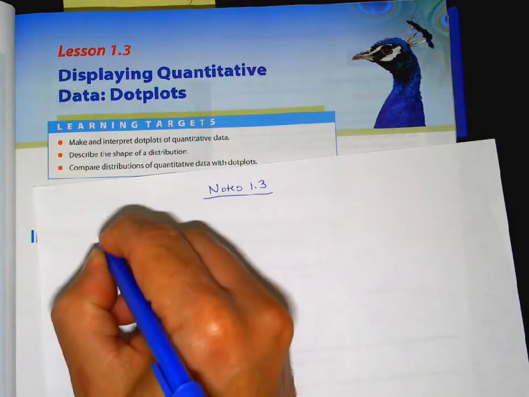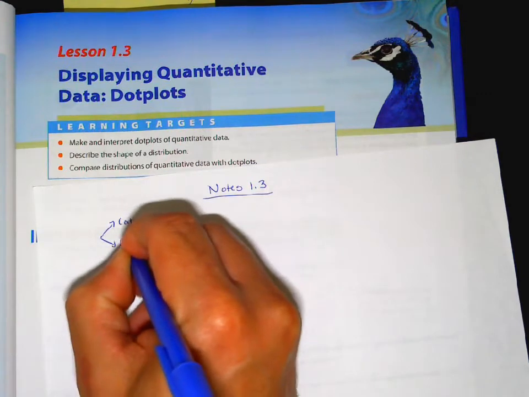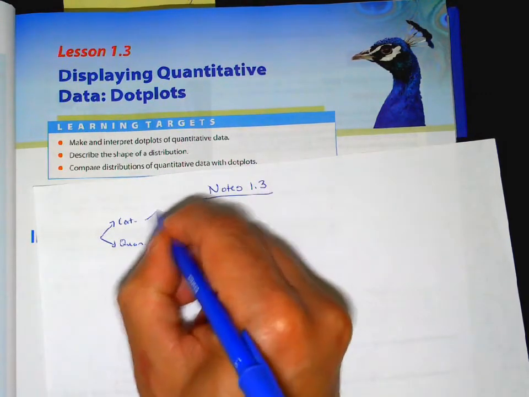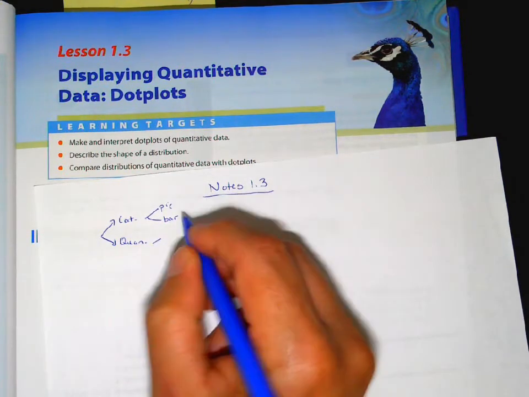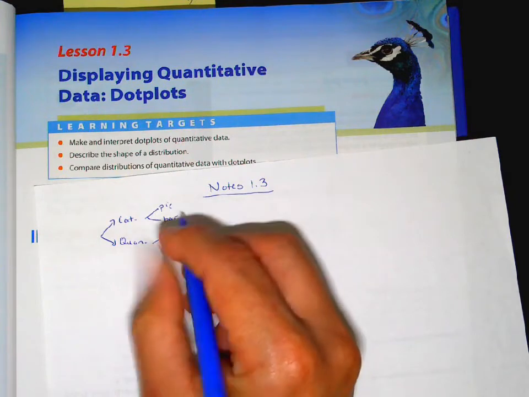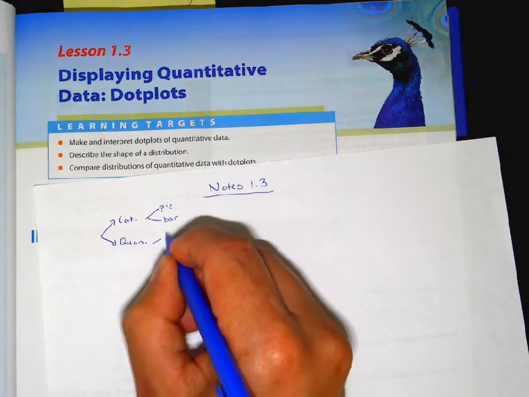We had talked about a variable either being categorical or quantitative. Okay, categorical, we made a pie graph and also a bar graph. With quantitative, we're going to look at a couple different ways over the next couple of days, but the first thing we're going to look at is a dot plot.